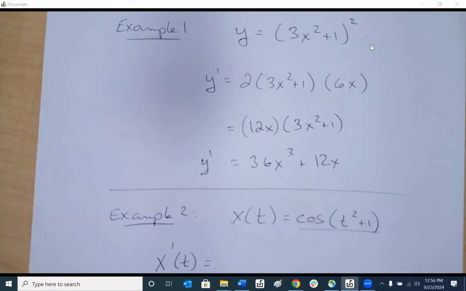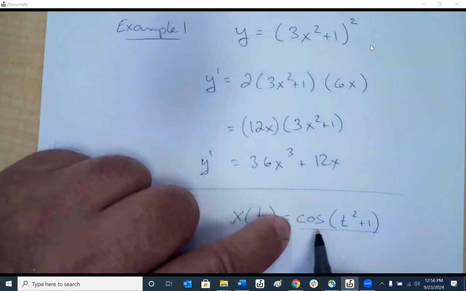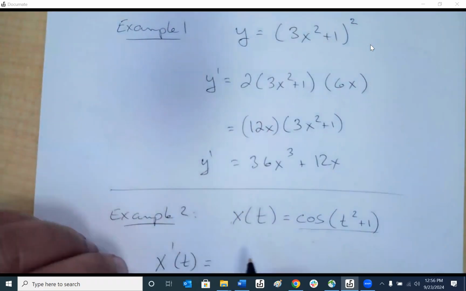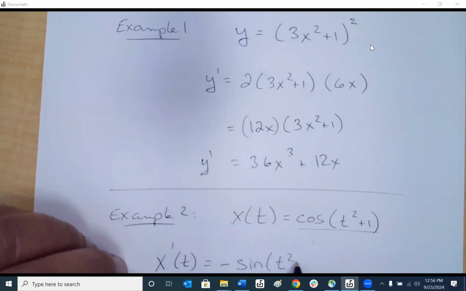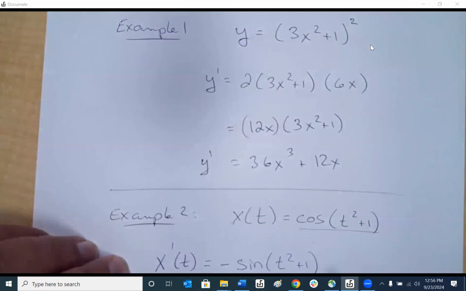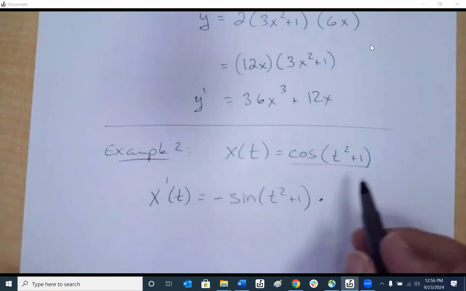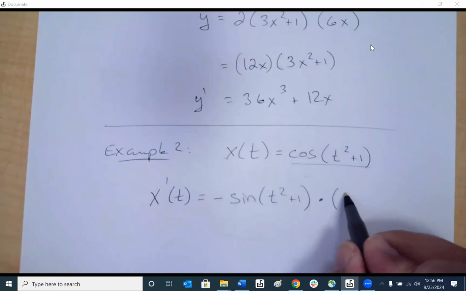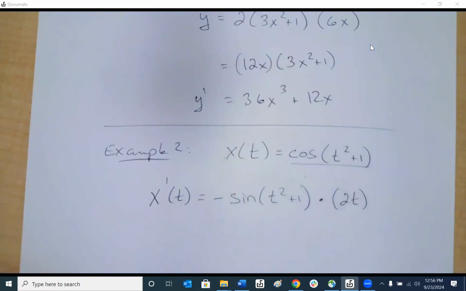So we do it both ways. The outside is cosine. What's the derivative of cosine? So it's negative sine of t squared plus 1 times the derivative of the inside, 2t. So it's negative 2t sine of t squared plus 1. That's your derivative, that's your velocity.